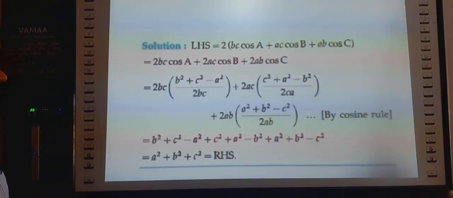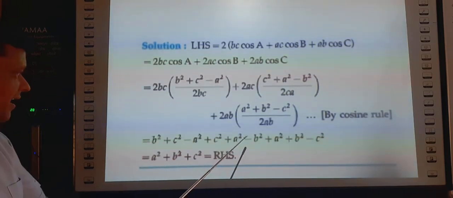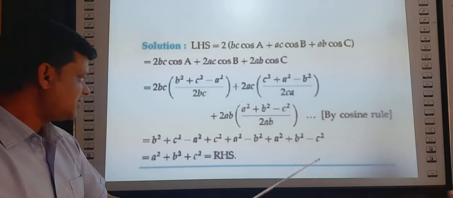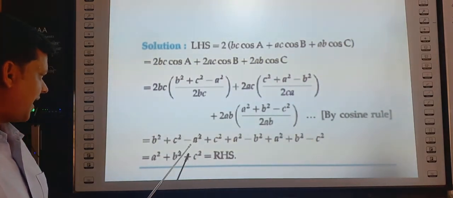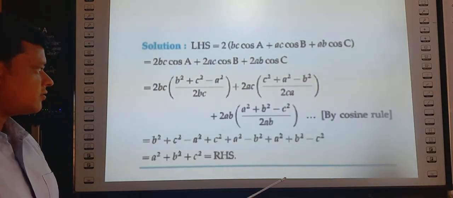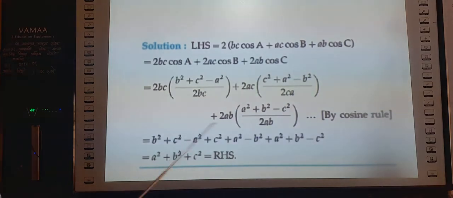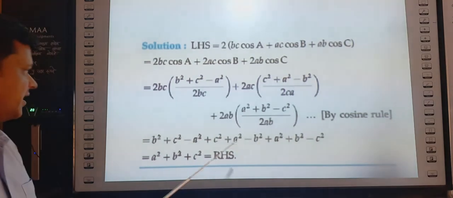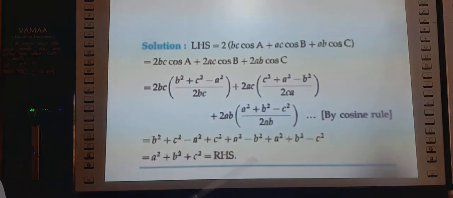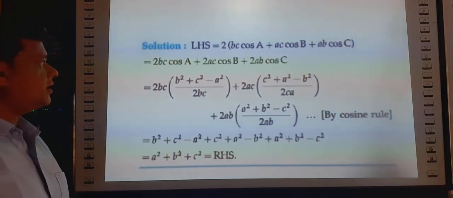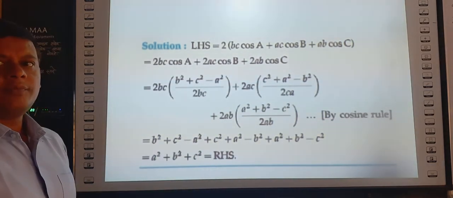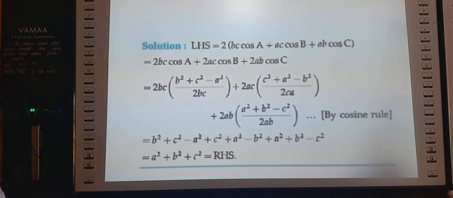Now see the terms. b square minus b square gets cancelled, plus c square minus c square gets cancelled, minus a square plus a square gets cancelled. So the remaining terms are plus a square plus b square plus c square. So we get the RHS. The problem is easy. You must know the values of cos A, cos B, cos C.